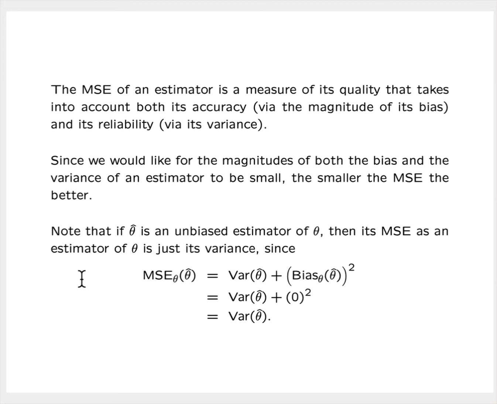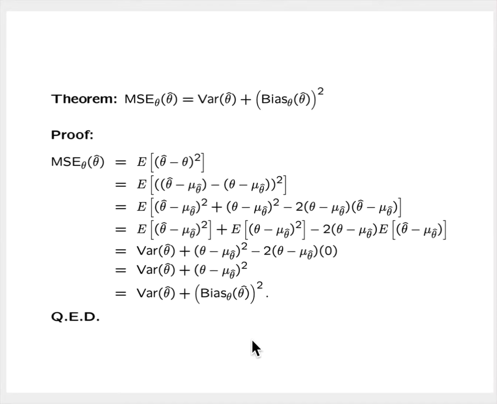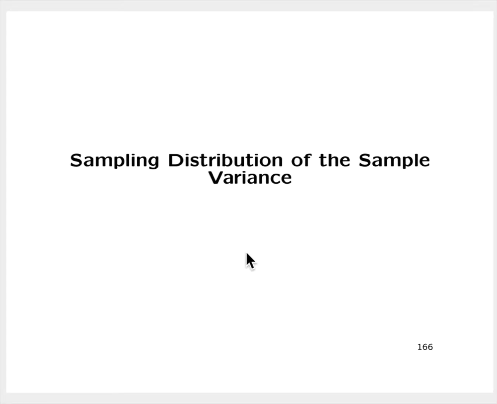Now note that if theta hat is an unbiased estimator of theta, then its MSE as an estimator of theta is just its variance. Remember that the MSE of theta hat as an estimator of theta is equal to the sum of the variance of theta hat plus the square of the bias of theta hat as an estimator of theta. But if that bias is 0, then the MSE just turns out to be equal to the variance of theta hat.